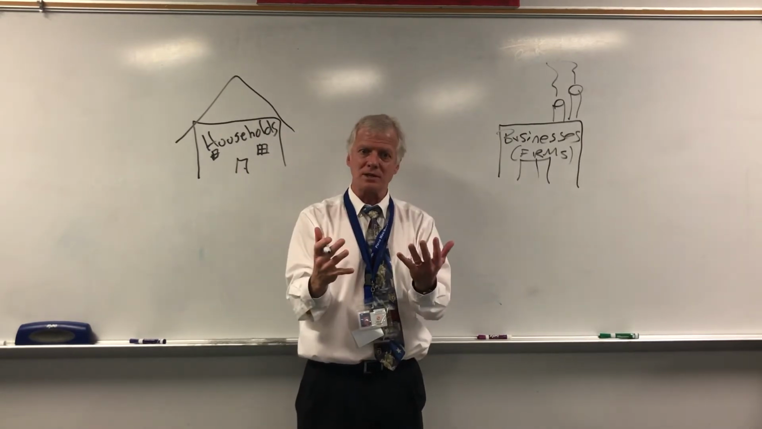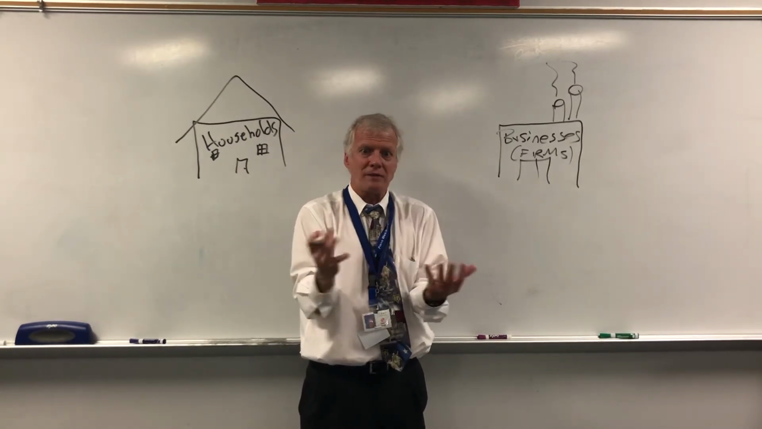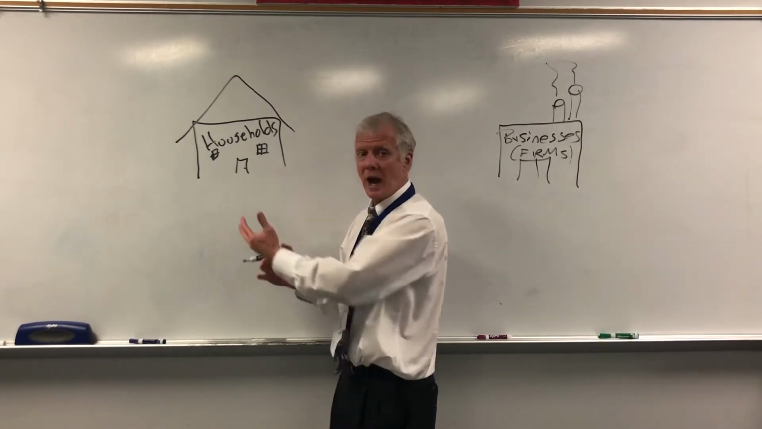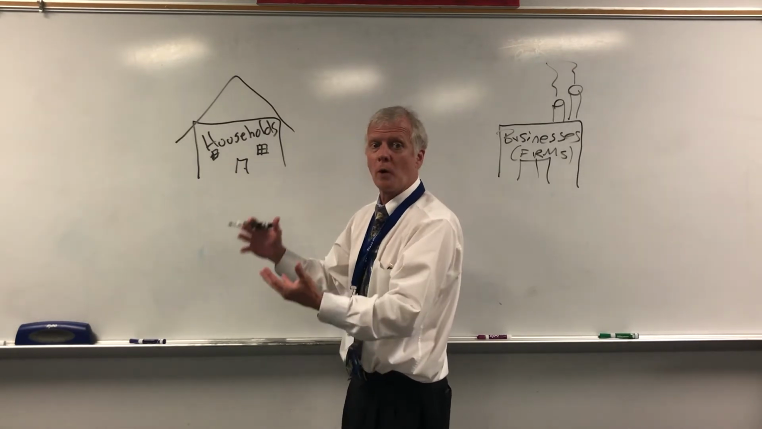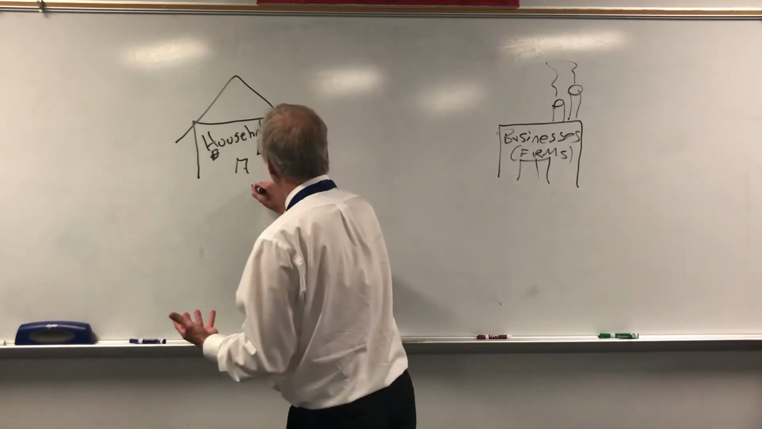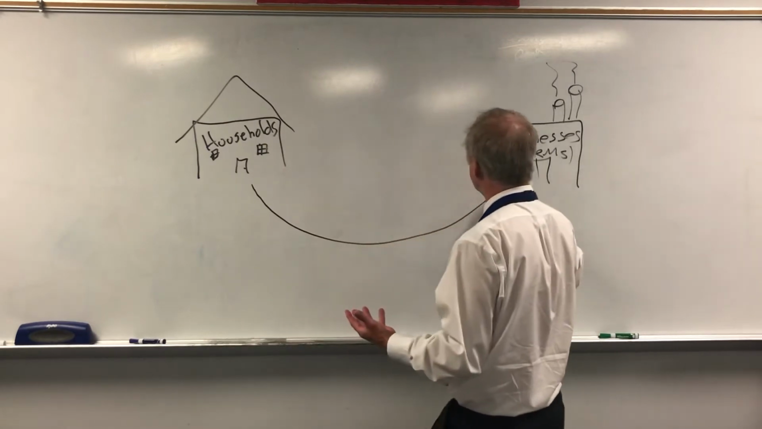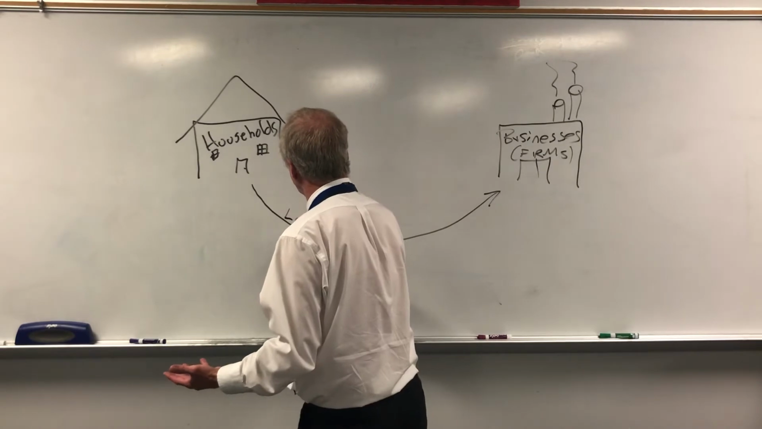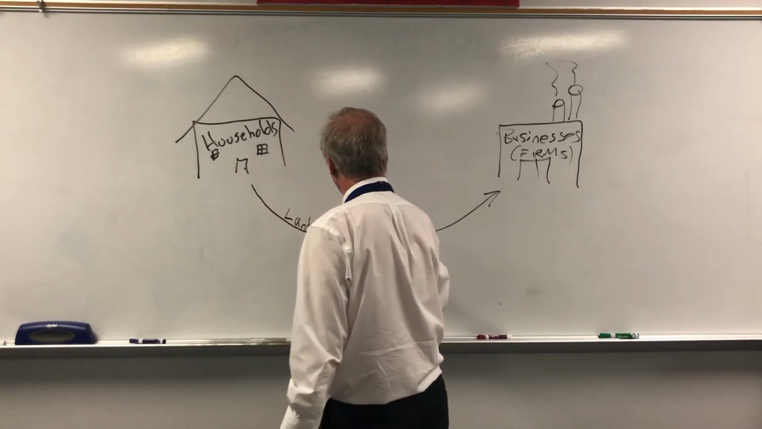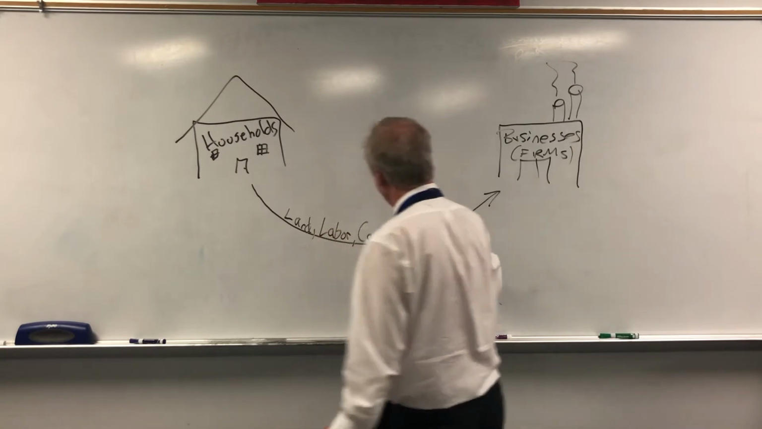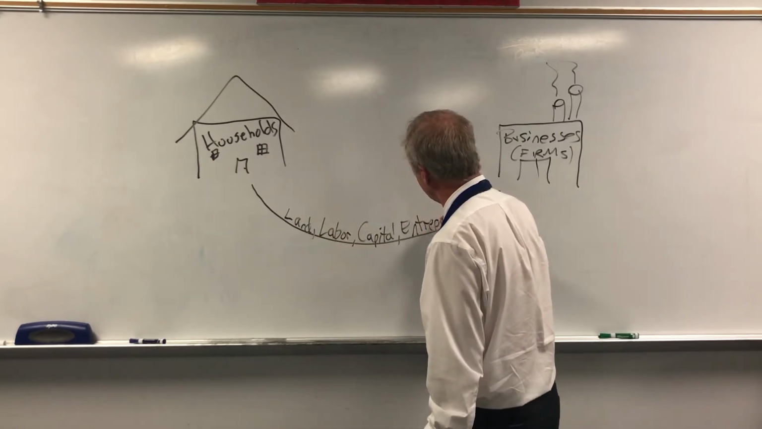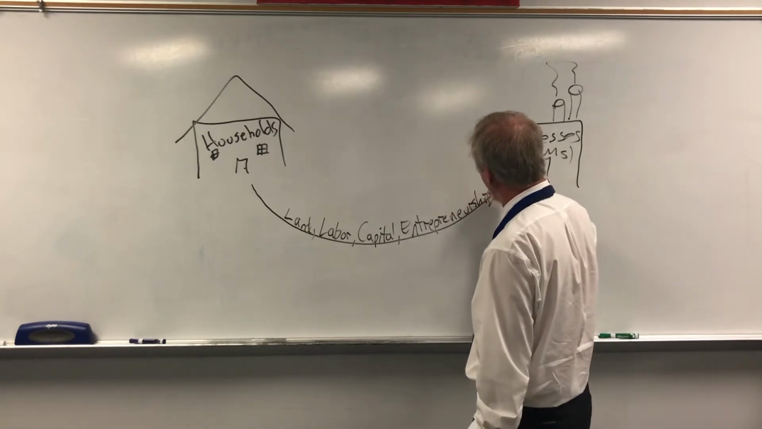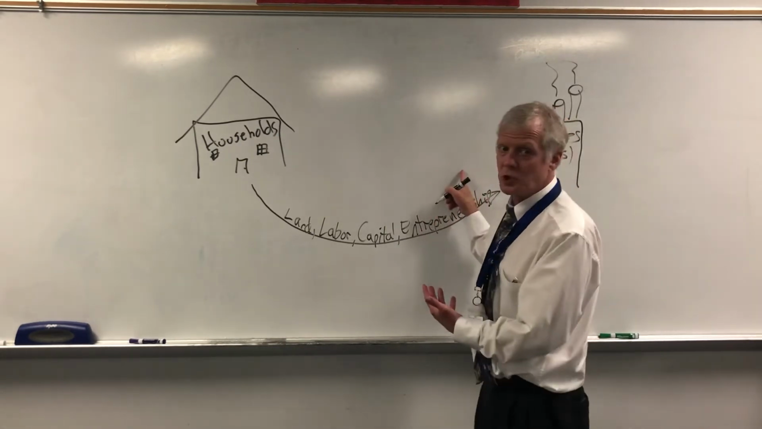So businesses want to produce goods and services, but they don't have any resources. So they have to get the resources to do that from the households. So households own, we think of, the four basic factors of production. So we think these households will be able to provide the businesses the four factors of production. And we know those are land, labor, capital, and entrepreneurship.